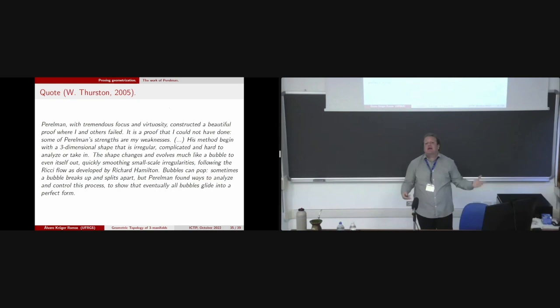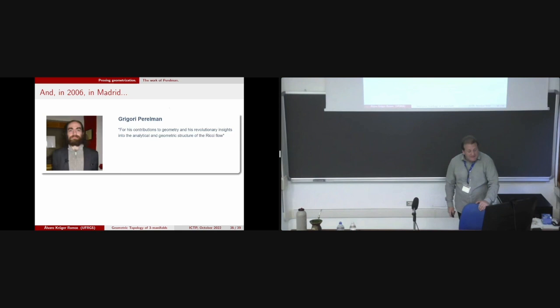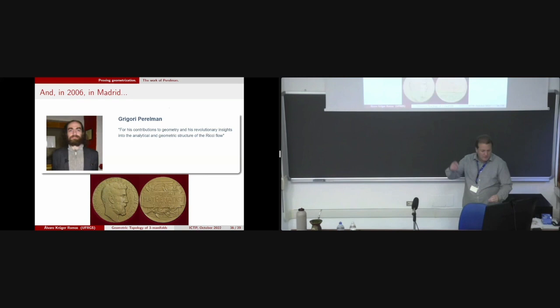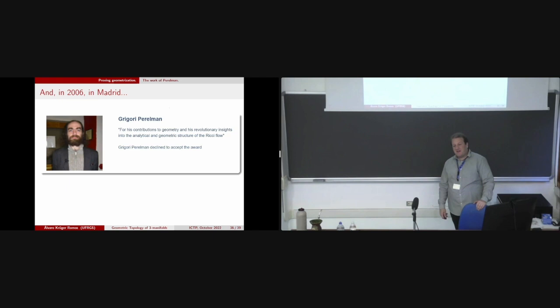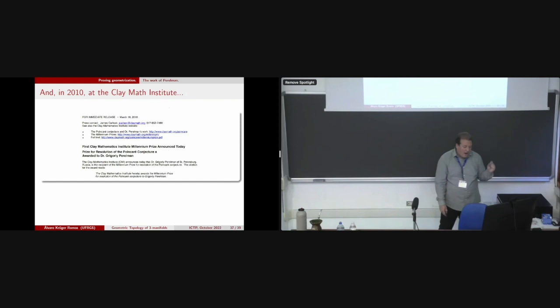So in 2006, in Madrid at the ICM, for his contributions to geometry and his revolutionary insights into the analytical and geometric structures of the Ricci flow, Perelman was going to be awarded the Fields Medal, but he refused the prize. But in 2010, at the Clay Mathematics Institute, he was awarded the Millennium Prize, the one and only Millennium Prize so far awarded.